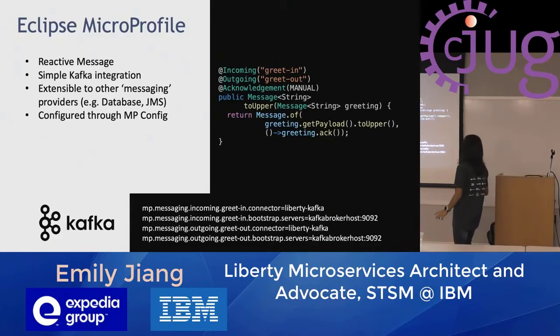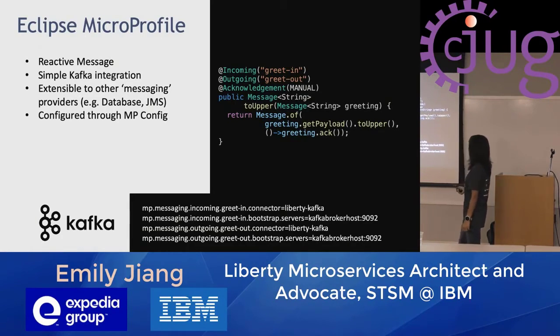So basically, we came up with two annotations. @Incoming means I consume a message from Kafka, right? @Outgoing means I publish a message to Kafka. So in this example, I'm a consumer, and I'm also a publisher. I can receive a message, manipulate this message, and then push it back to Kafka.